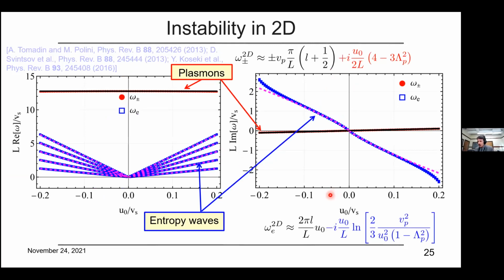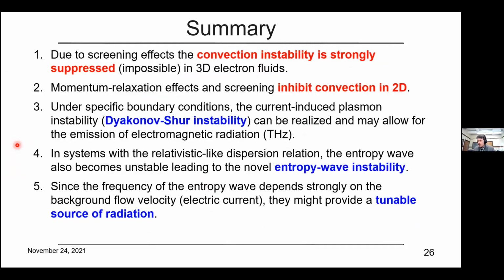We also have an instability of entropy waves. Here a key difference, however, is that we don't have a plasma frequency to define the frequency scale. Therefore, we are using the size of the system. So since my time is running out, I'm proceeding to conclusions and summary.